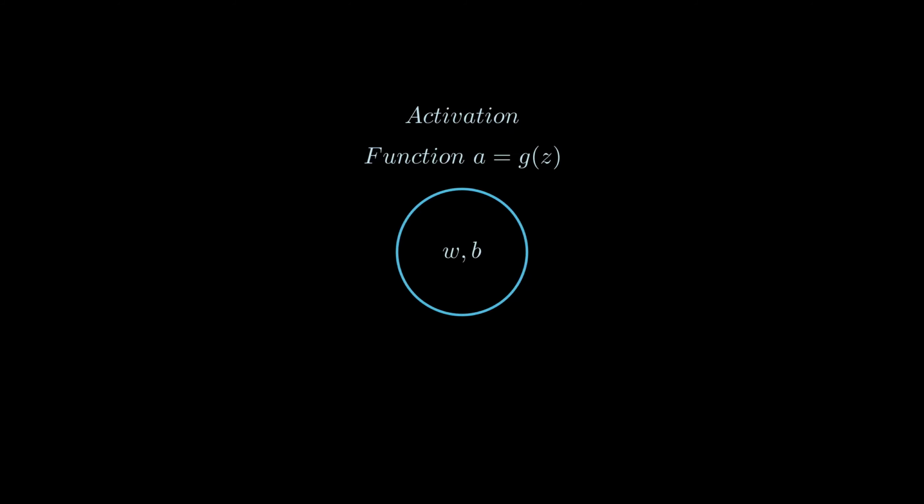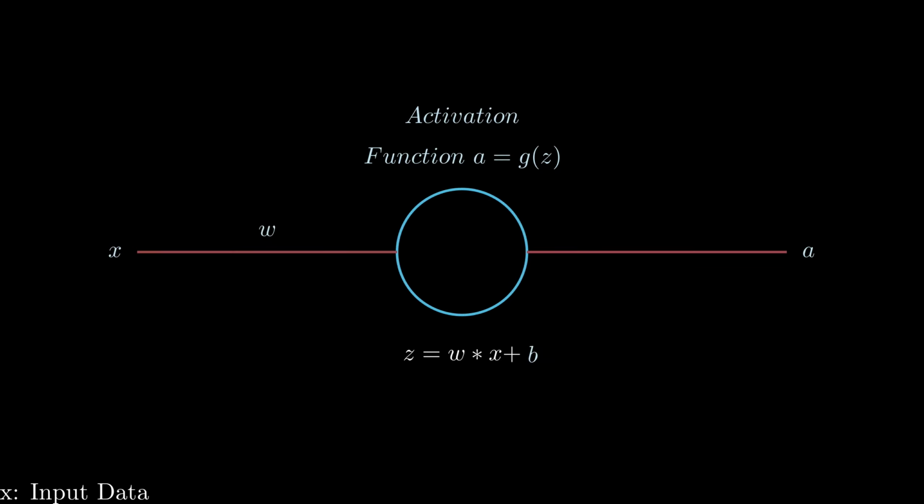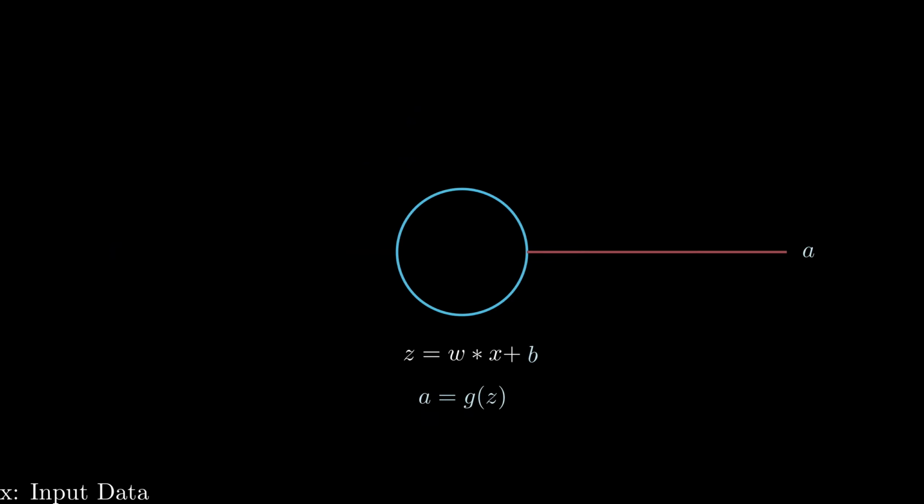For the sake of simplicity, we're going to consider that this neuron has a single input and a single output. The input is called X and the output is called A. It will multiply the input X with the weight W, add the bias B to it and get Z. Now we will apply the activation function to Z, and that's how we get the output A. This was the case for a single input.